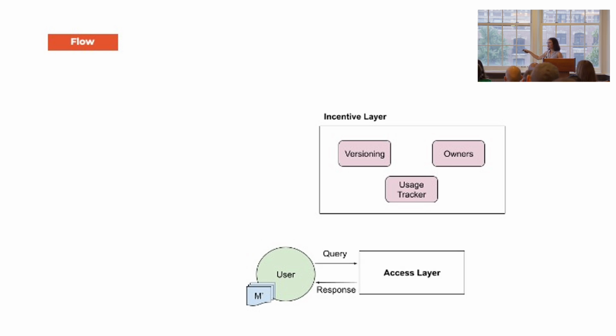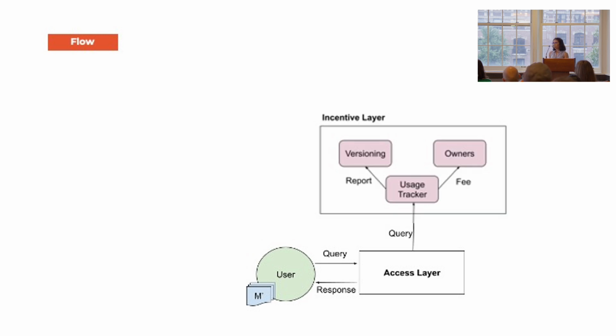This is the access layer's job. It gets all the queries and gives back the response only if it ensures that the query goes on the incentive layer. This query in itself has some fee, and this fee goes to the owners of the specific version that got used here. And this atomicity is very important. The access layer is actually ensuring this atomicity. Every query gets responded only if the query goes on the incentive layer.